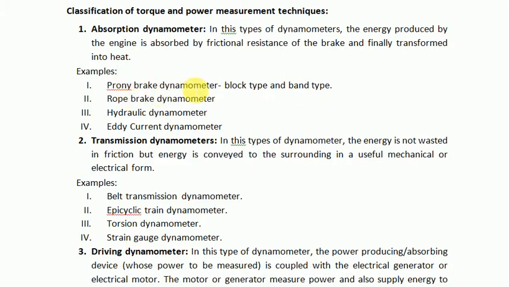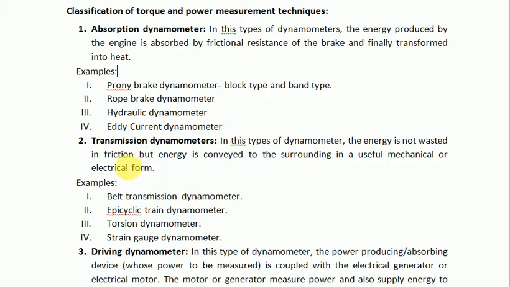So Prony brake dynamometer, block type and band type are some types of absorption dynamometer. Rope brake dynamometer, hydraulic dynamometer, and eddy current type dynamometer are others. In our syllabus, friends, we have the Prony brake dynamometer and the rope brake dynamometer, so we will see them. Hydraulic dynamometer is also an absorption type dynamometer, and the eddy current type dynamometer is operated electrically.